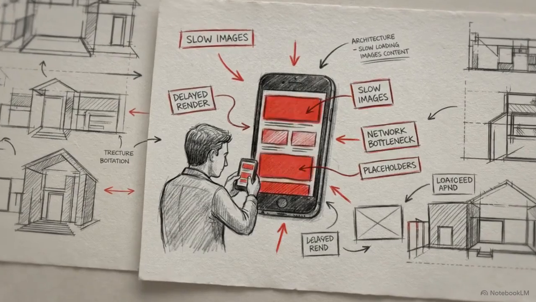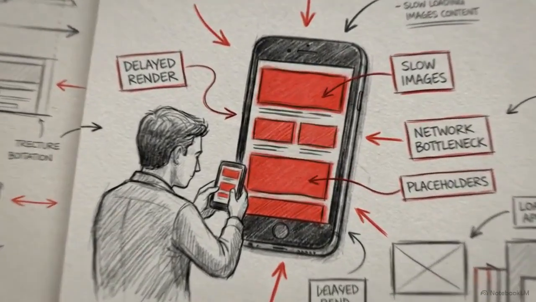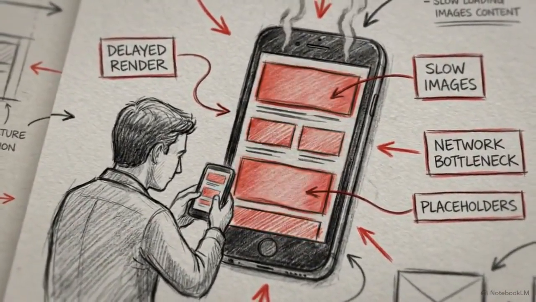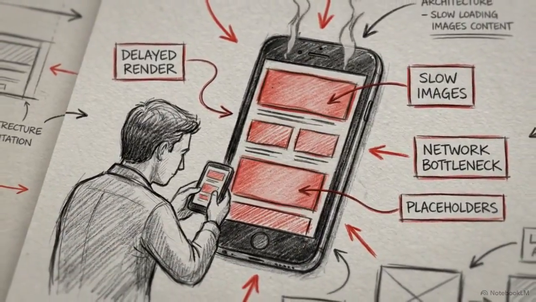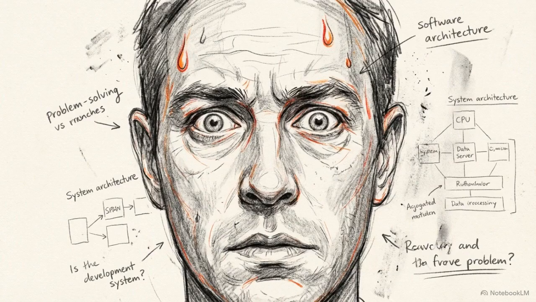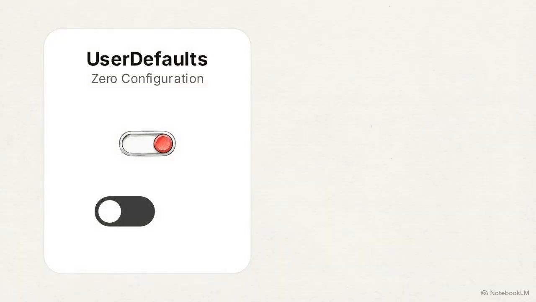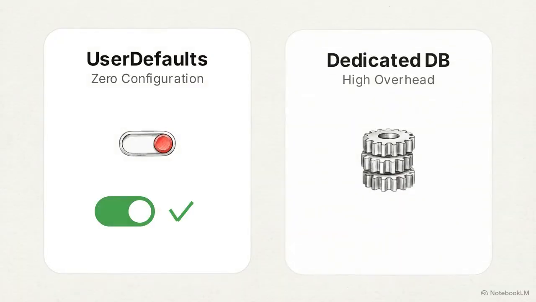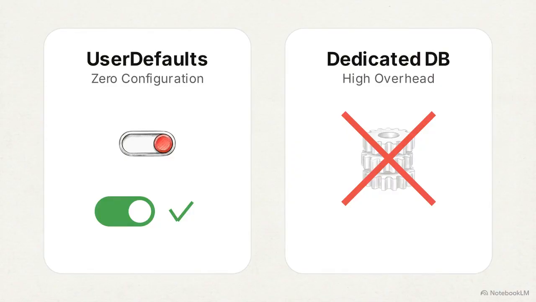When an iOS app fetches a massive JSON payload from a server, developers frequently need to cache that data locally for offline functionality. Look at this Swift code. It takes a large file, converts it to a string, and dumps it into UserDefaults using a simple key-value implementation. Under the pressure of strict sprint deadlines, engineers default to this exact pattern, because it requires zero configuration and avoids the overhead of setting up a dedicated database.